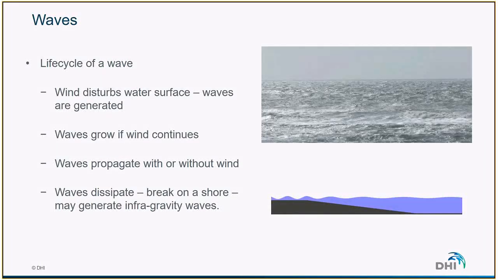So let's have a look at the life cycle of a wave. First, the wind disturbs the water surface, and that's how the waves are generated. Then the waves can continue to grow if the wind continues. And then the waves can propagate with or without the influence of the wind until they reach the shore, where they will dissipate and potentially break on the shore and also generate infragravity waves.